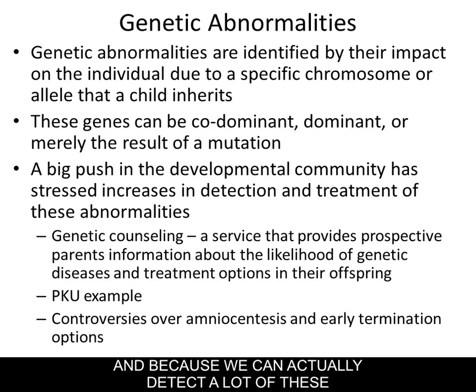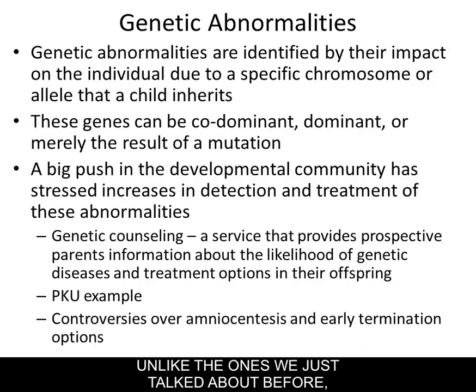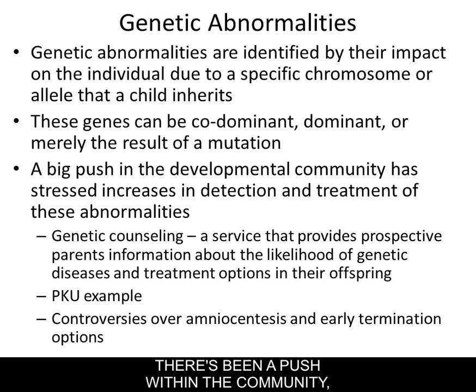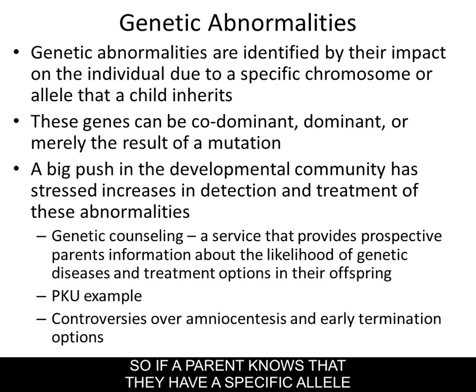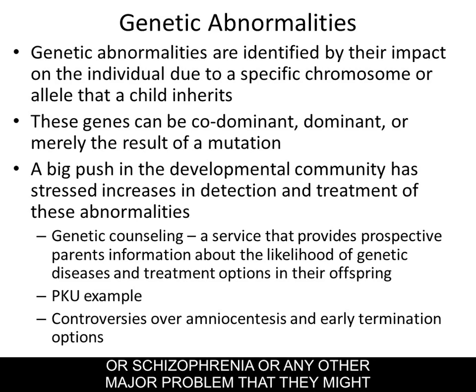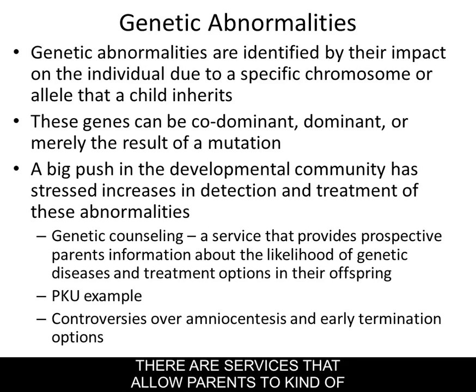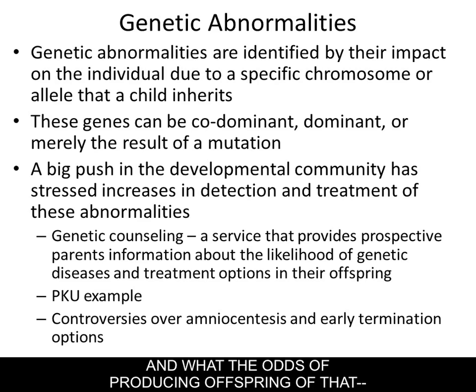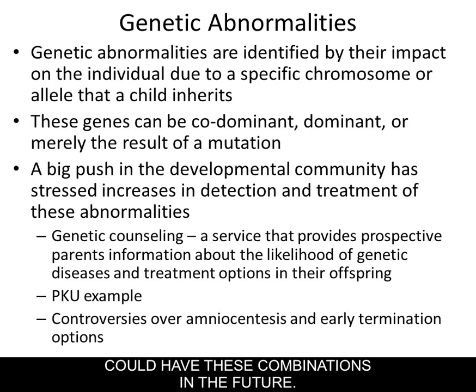And because we can actually detect a lot of these genetic abnormalities, unlike the chromosomal abnormalities we just talked about, there's been a push within the community, in particular within the birthing community, to provide parents with something that we call genetic counseling. So if a parent knows that they have a specific allele that causes them to have a predisposition for things like depression or schizophrenia or any other major problem that they might encounter along the way, there are services that allow parents to figure out exactly what their genetic combinations are and what the odds of producing offspring that could have these combinations in the future.